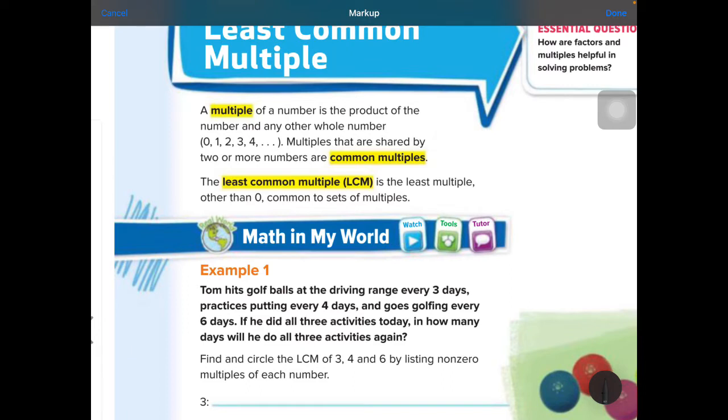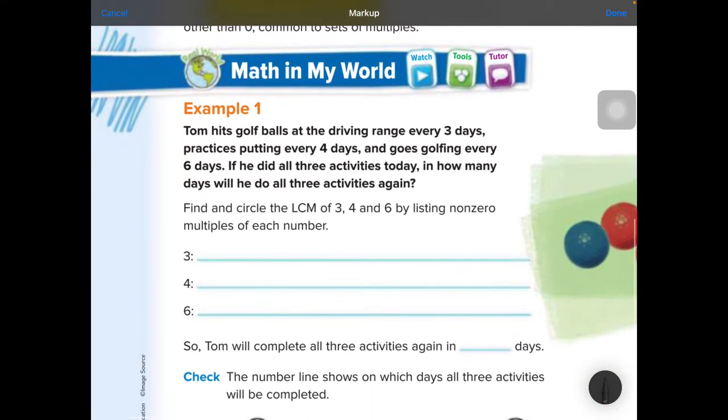Least common multiple. A multiple of a number is the product of a number and any other whole number. So 0, 1, 2, 3, 4. Multiples that are shared by two or more numbers are called common multiples. The least common multiple, the LCM, is the least multiple other than 0 in a common set of multiples. Pretty much it means you skip count two numbers, and whatever is the least or the littlest number that they all have in common is what you want.